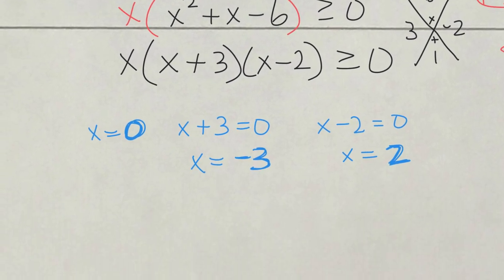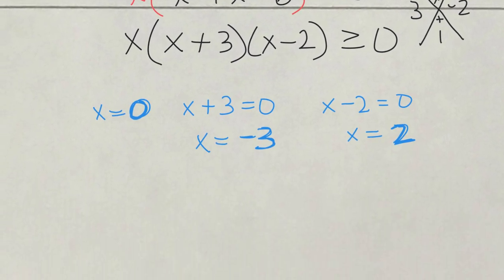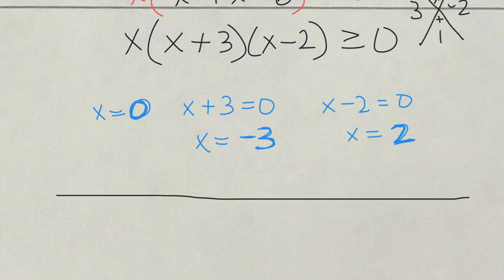So now we take your 3 zeros and we make a number line. So you draw a horizontal line, right? A long horizontal line, because we are creating intervals. So which of these 3 numbers, 0, negative 3, or 2, goes on the left of the number line? Negative 3. So negative 3 goes first, and then 0, and then 2. Okay, so we just created some intervals.